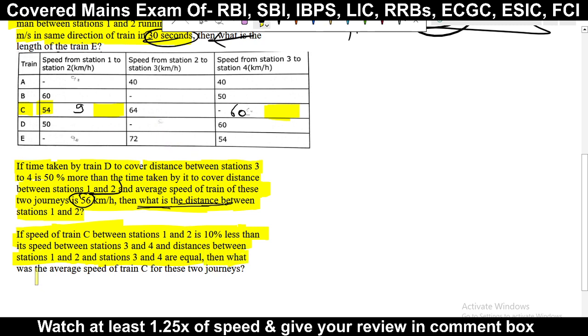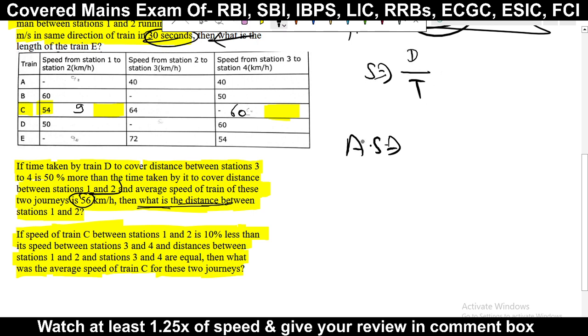Then what was the average speed? Here it is asking for the average speed of train C for these two journeys. So we have to calculate the average speed. Do you know the formula of speed? Formula of speed equals distance by time. Yes or no?